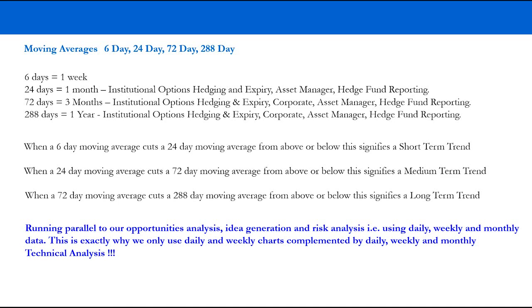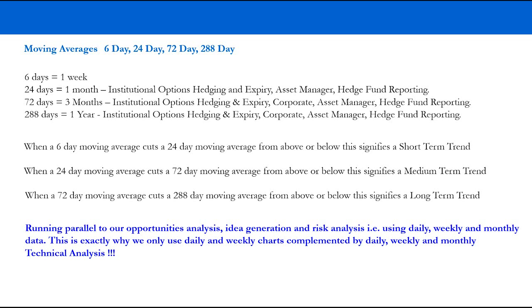Therefore, 288 days as a multiple of 6 days per week. 288 days is our important moving average in terms of looking at a 1 year moving average. So what we need to look at here is moving averages of 6 days, 24 days, 72 days, and 288 days, because these are the most important numbers to us.